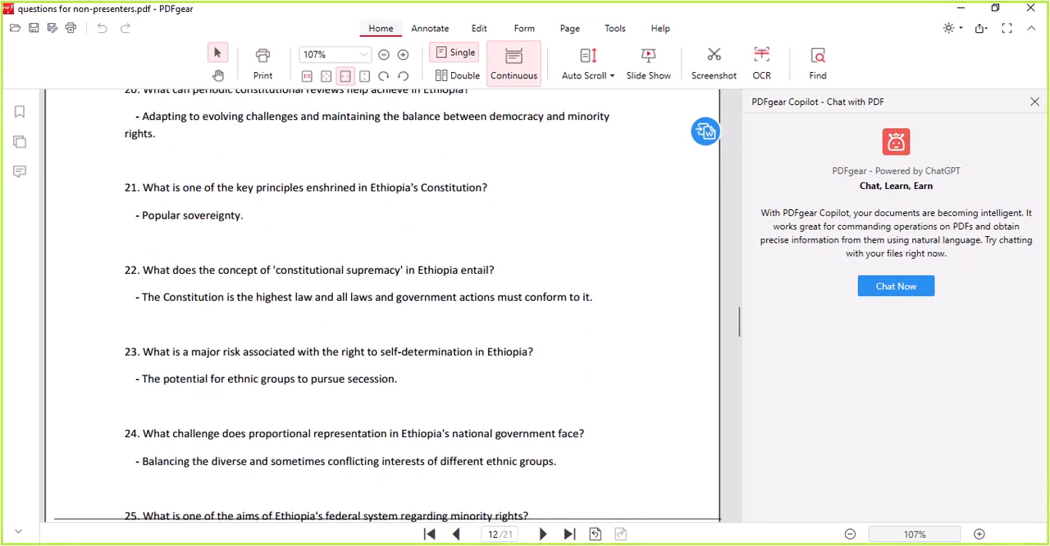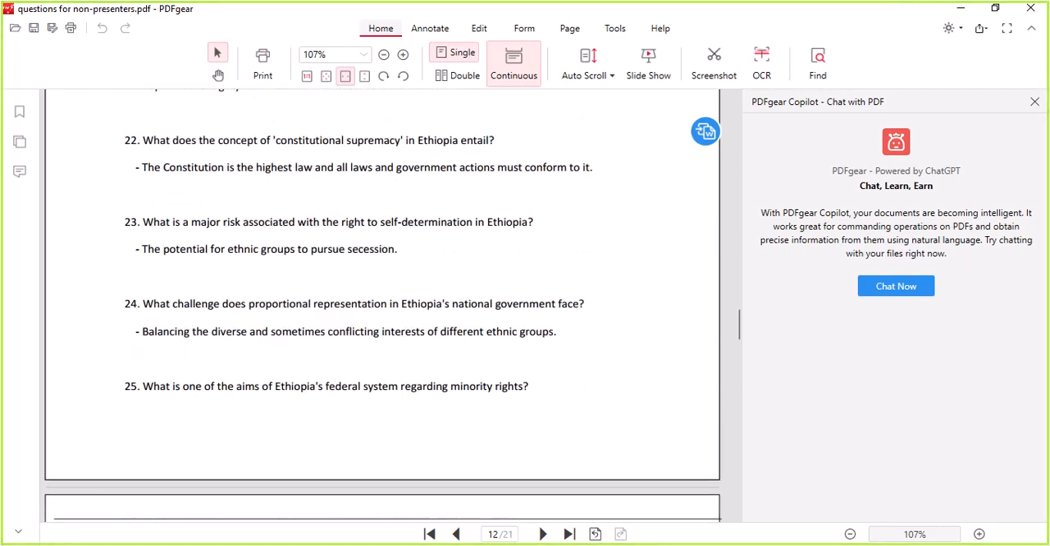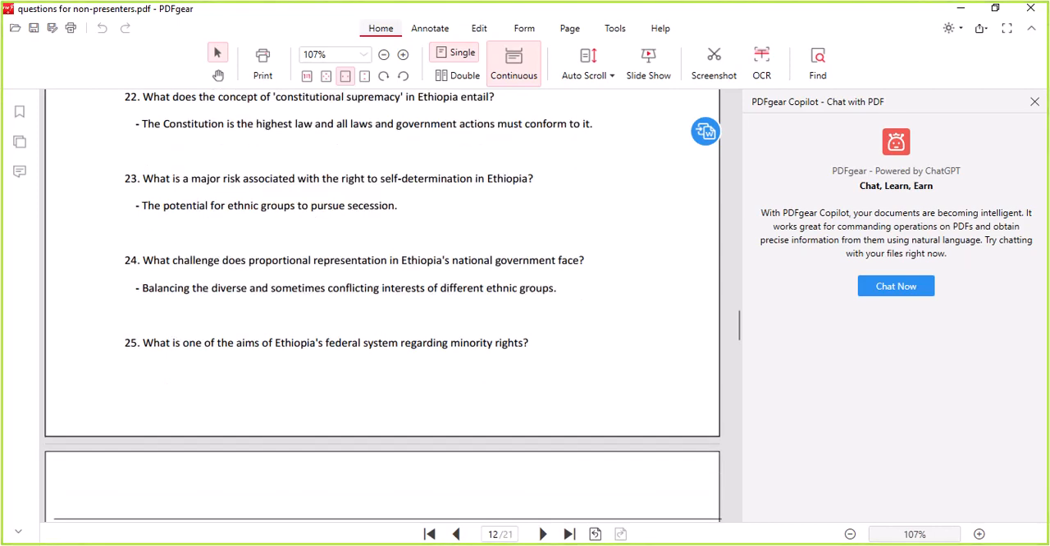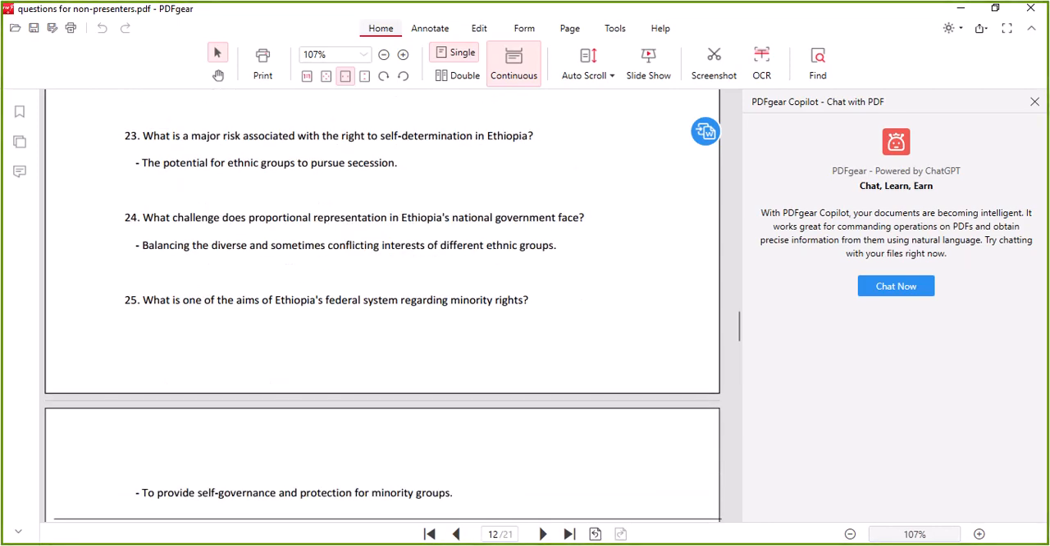What challenge does proportional representation in Ethiopia's national government face? Minorities might have fewer representatives in the House of Federation. Okay. What is one of the aims of the Ethiopian federal system regarding minority rights? Respecting their rights, protecting them. Very good.